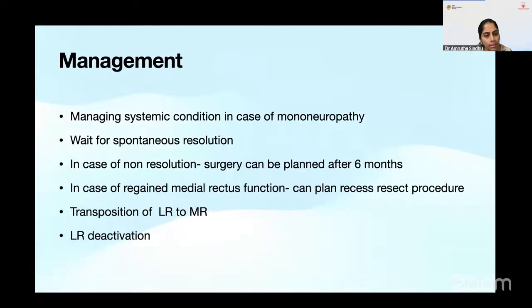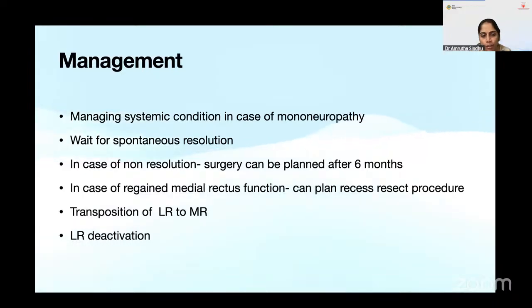Managing third nerve palsy, again, you should know that in any mononeuropathy, the underlying systemic condition has to be addressed first, and you can wait for a spontaneous resolution of the condition, because any nerve can have a spontaneous growth over a period of 3 to 4 months post the palsy. So wait for the spontaneous resolution, and you plan for surgery only in case of non-resolution after a period of 5 to 6 months.